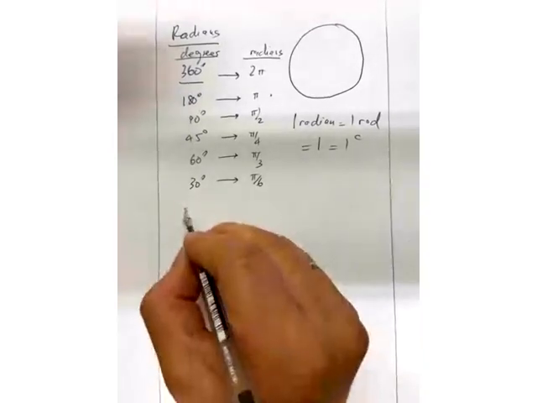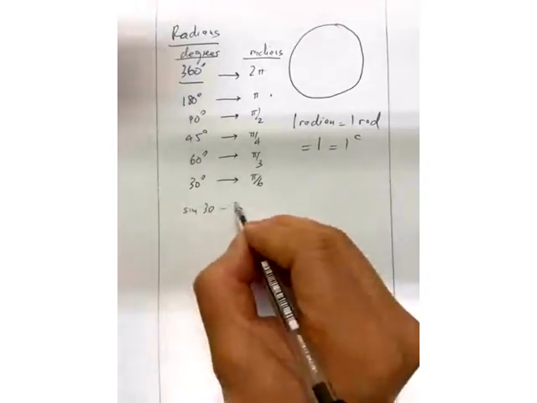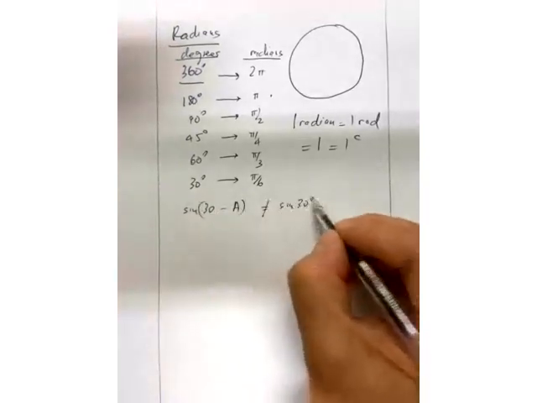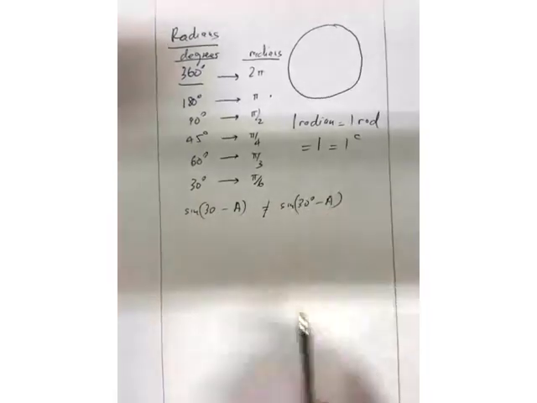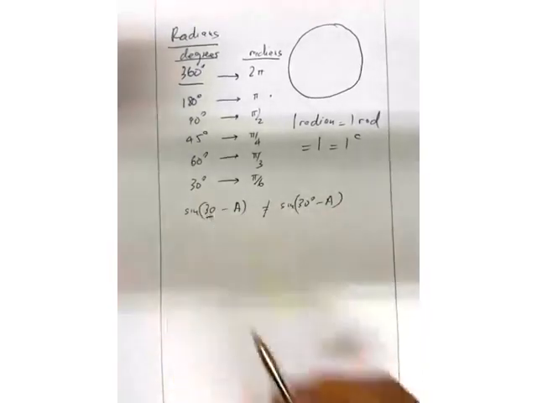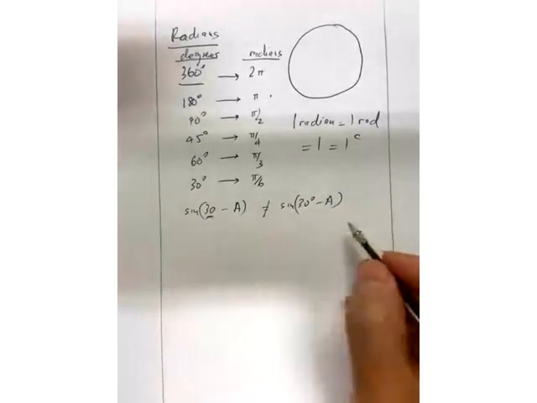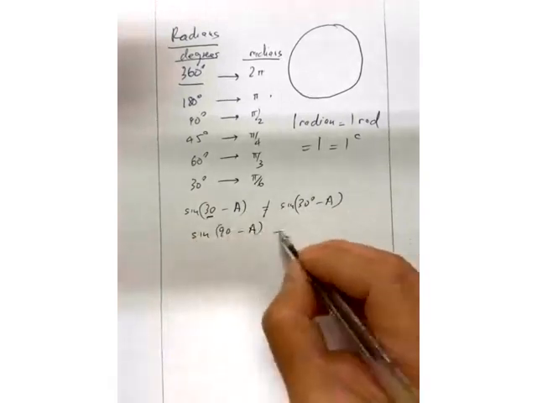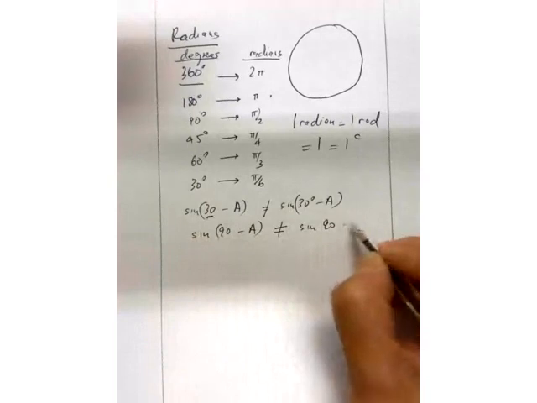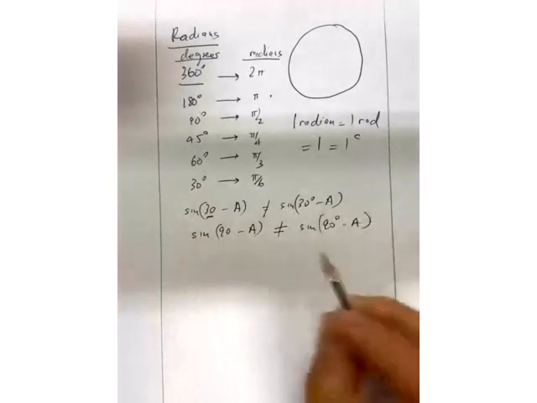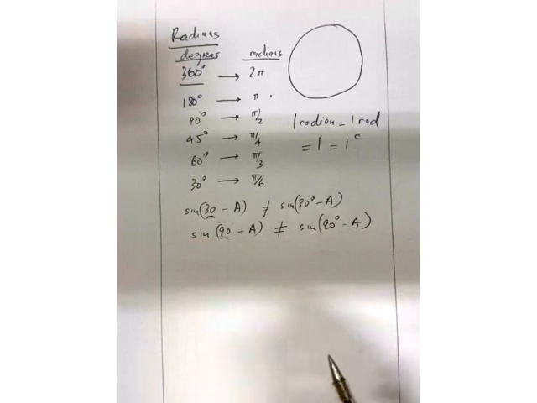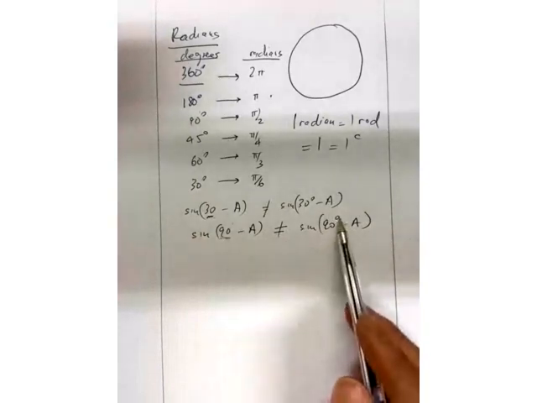So, for example, sine of 30 minus A is not the same as sine of 30 degrees minus A. That is not the same, because that now is in radians. So don't be confused with that. The complementary result of sine of 90 degrees minus A is not the same as sine of 90 minus A. If you don't put the degrees here, that means that this 90 is in radians. So please don't make that rookie mistake of not putting the degree sign when you need it to be there.